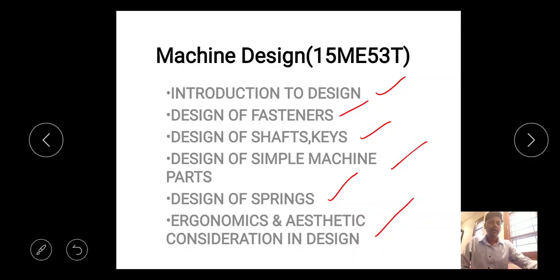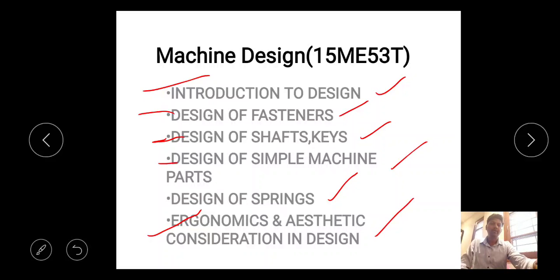That is the theory part and the problem part. The first unit and the last unit consist of theory, whereas the other units, that is design of fasteners, design of shafts and keys, design of simple machine parts, and design of springs, consist of problems. Fasteners consist of around 20 marks. Shafts and keys consist of 20 marks.